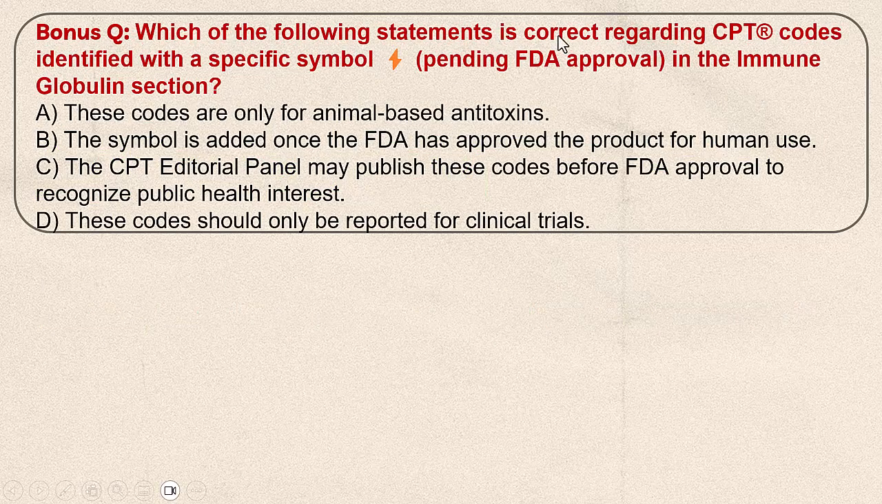Finally, a bonus question. Which of the following statements is correct regarding CPT codes identified with the symbol flash like this, that is pending FDA approval in the immune globulin section? A. These codes are only for animal-based antitoxins. B. The symbol is added once the FDA has approved the product for human use. C. The CPT editorial panel may publish these codes before FDA approval to recognize public health interest. D. These codes should only be reported for clinical trials. So think the answer and leave the answer in the comment section.